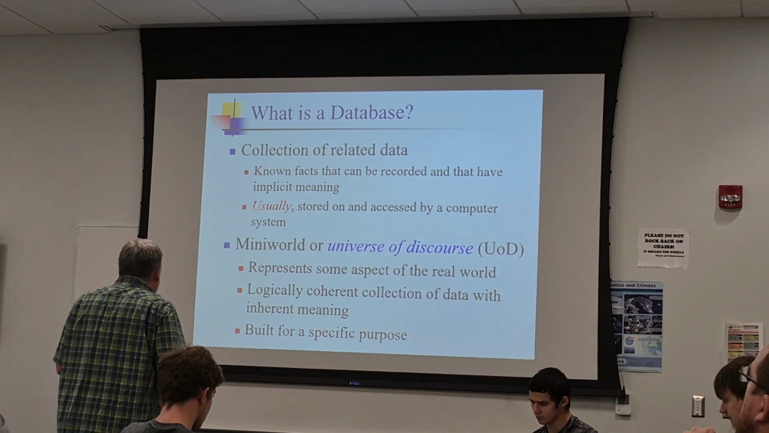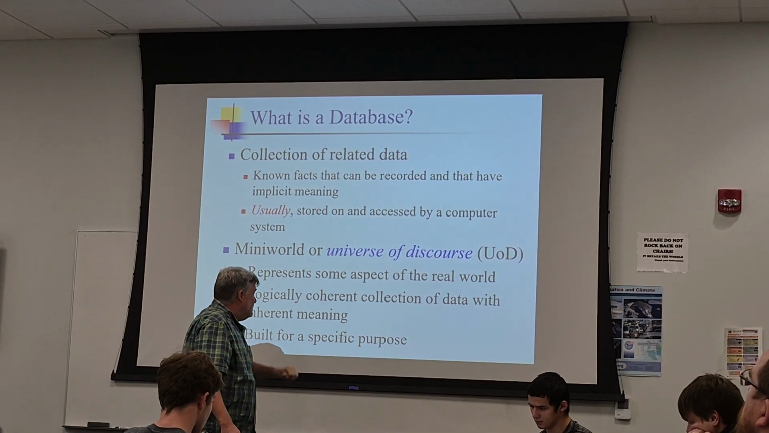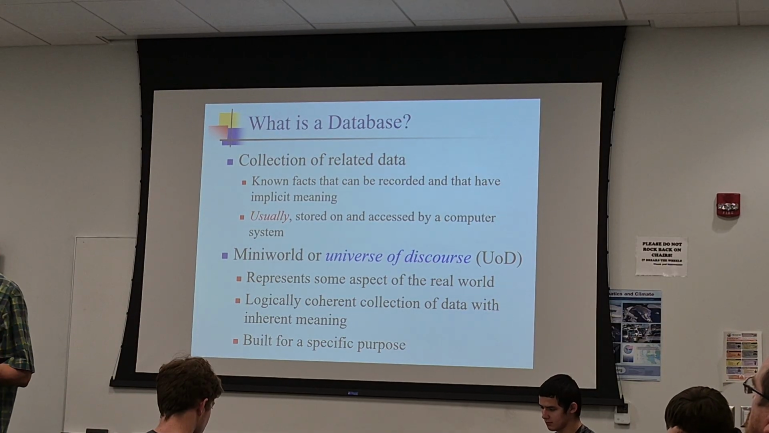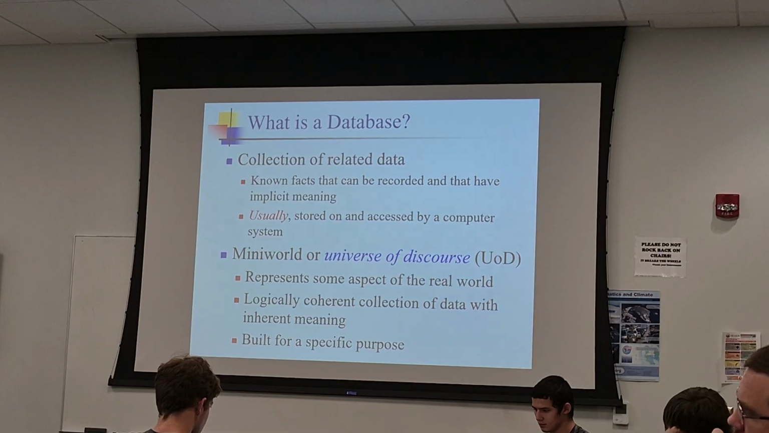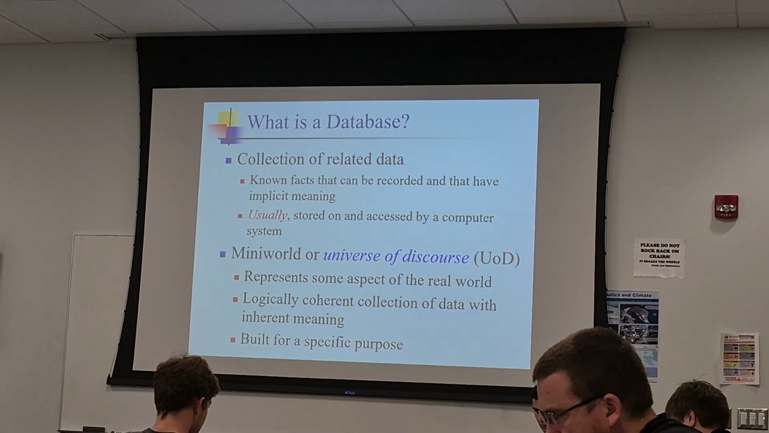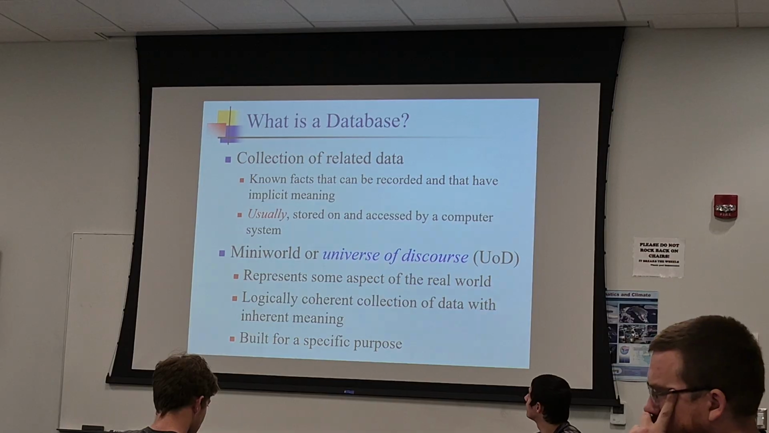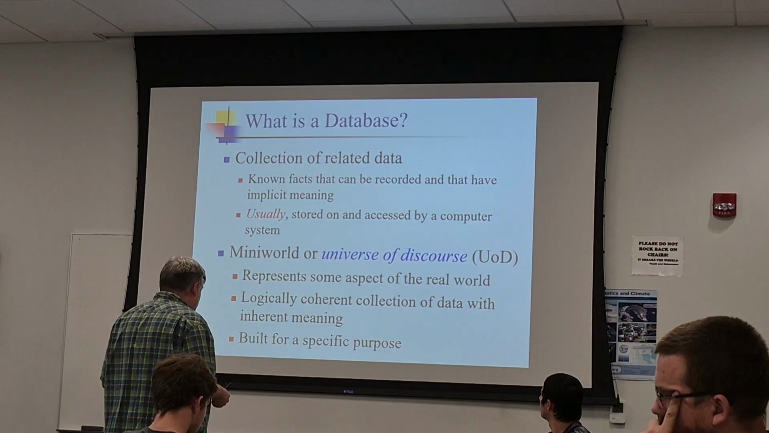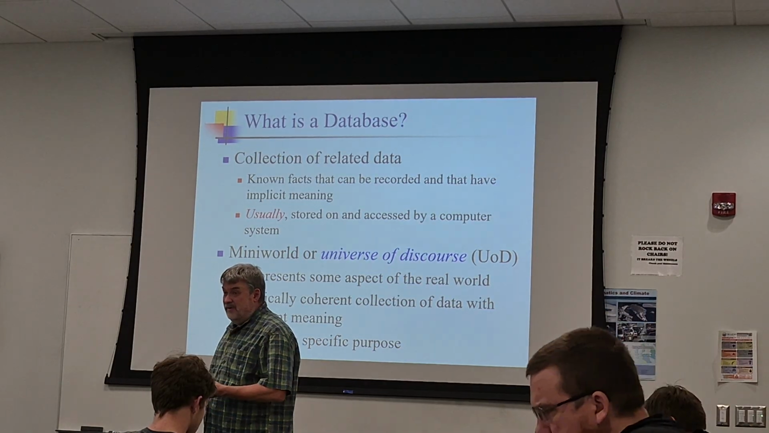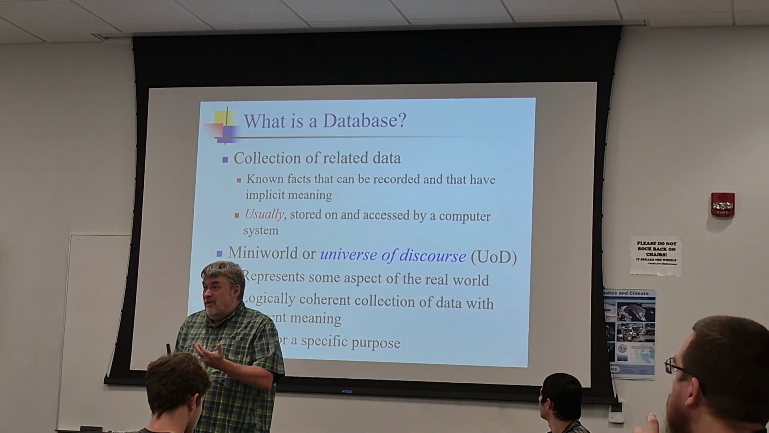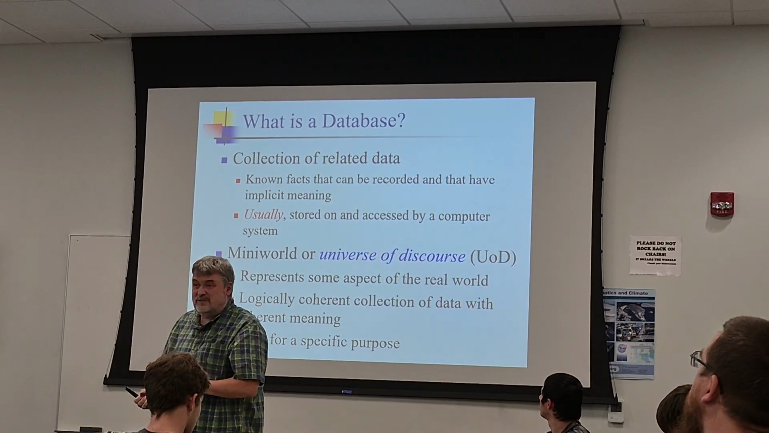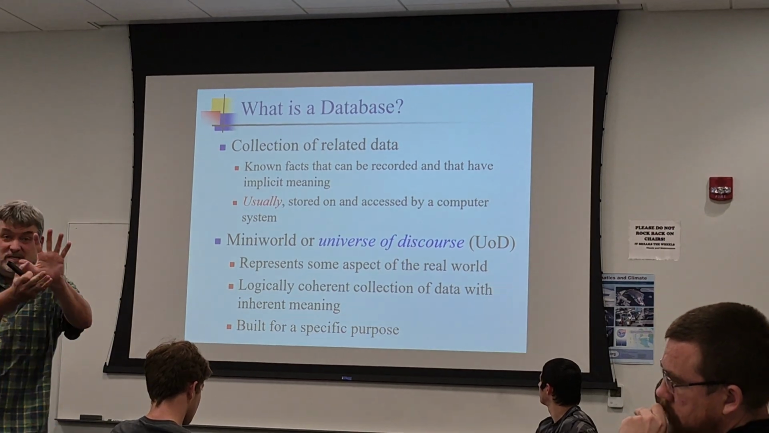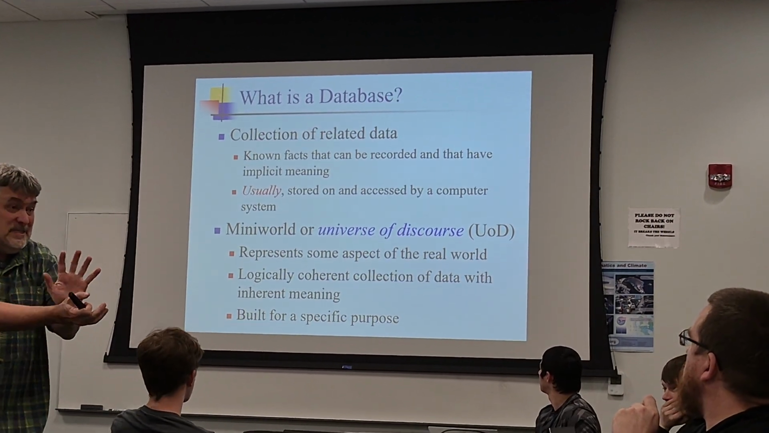So our mini world is supposed to represent some aspect of the real world, and the data should be logically coherent. It should hang together. If it doesn't hang together, then our database actually won't be representing the mini world that we're trying to represent. That university database design that I handed out to you was put together thoughtfully in such a way that this table represents students, this table represents instructors, this table represents courses, this table represents buildings, this table represents time slots.